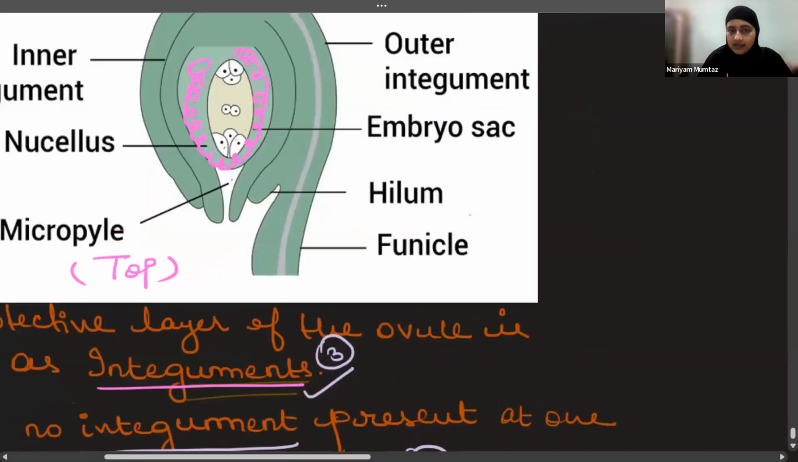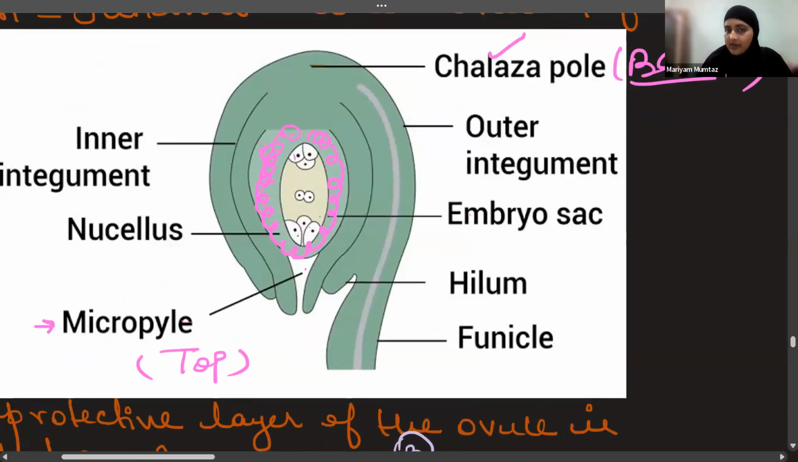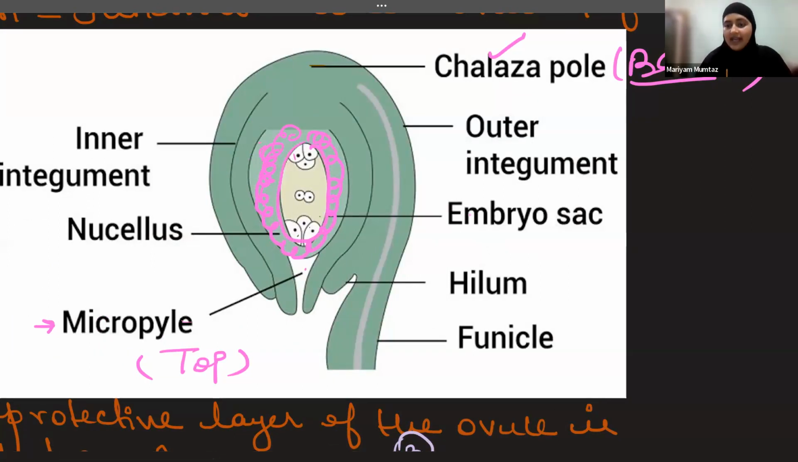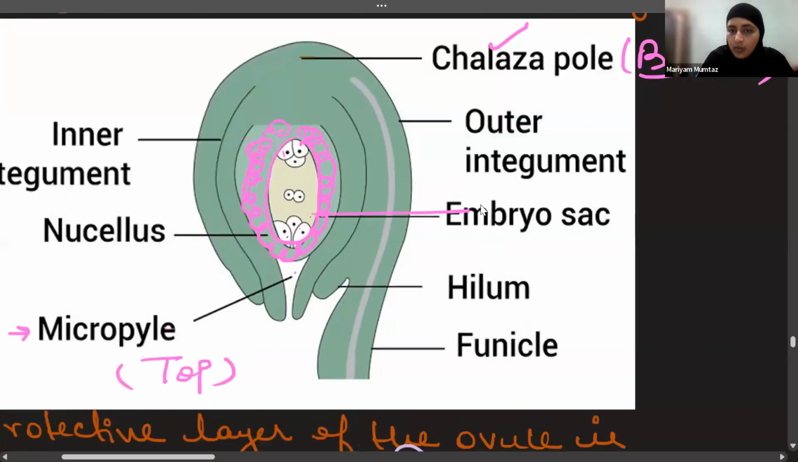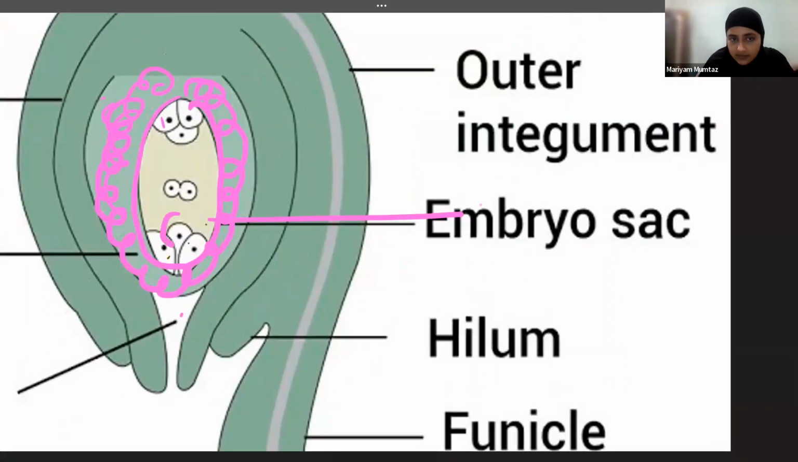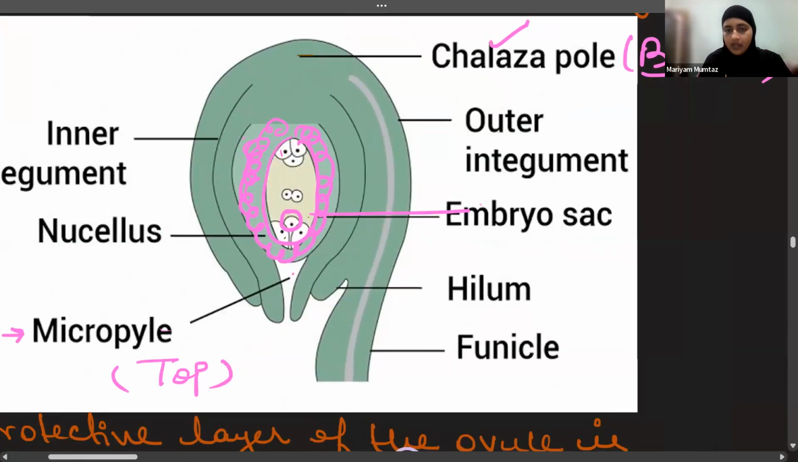See, the nucellus is surrounding the embryo sac, and this oval egg-like structure that we are seeing is not the egg, it is the embryo sac. And inside that, do you see this one cell? This is the egg. This is the female gamete. Okay, all right.